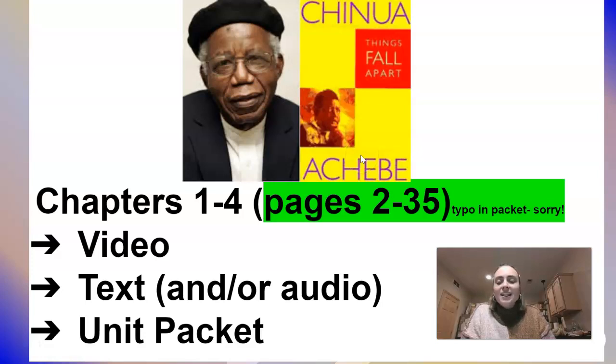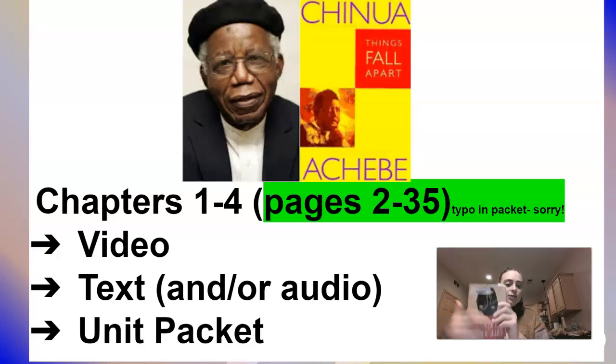Hi everyone. In this video, I'm going to explain what this week is going to look like. We are about to start reading the novel Things Fall Apart by Chinua Achebe, and this week we will be reading chapters 1 through 4 of our book. Chapters 1 through 4, it's pages 2 through 35. I'm pretty sure the packet says page 25, so that is a typo. I'm sorry about that. So we'll be reading chapters 1 through 4 in class.